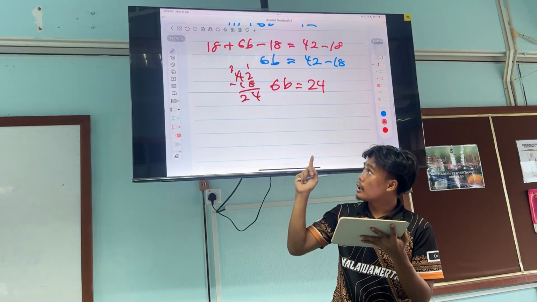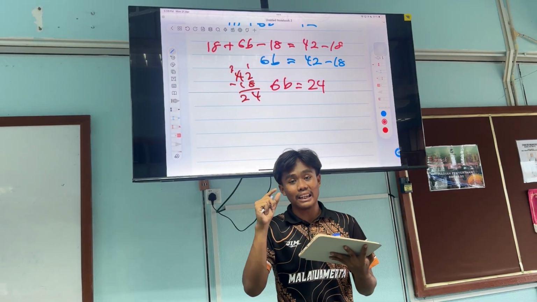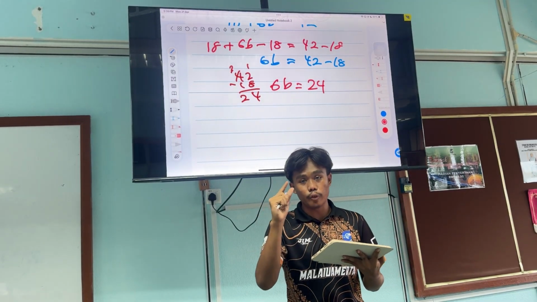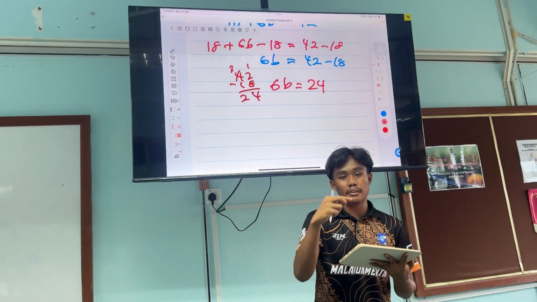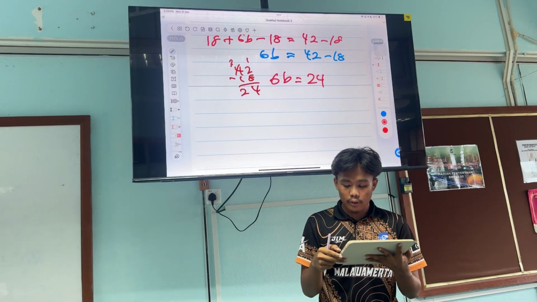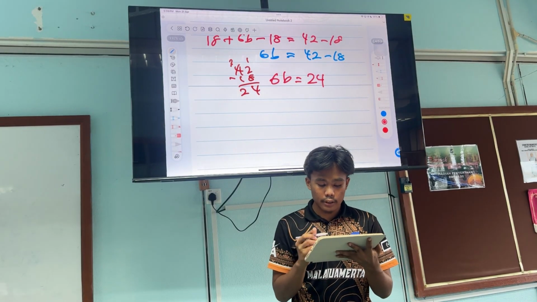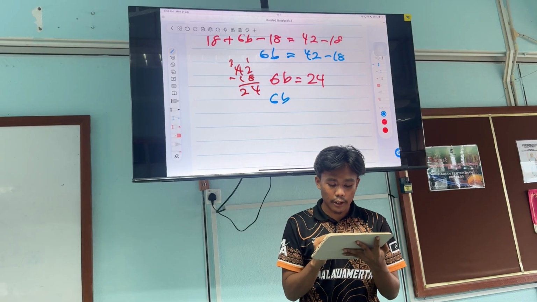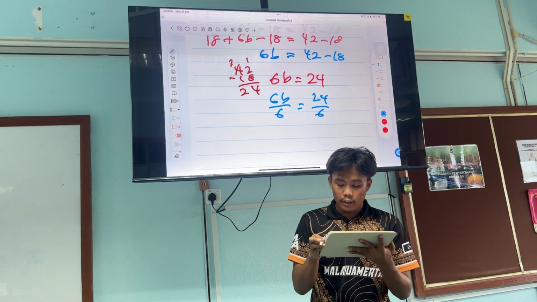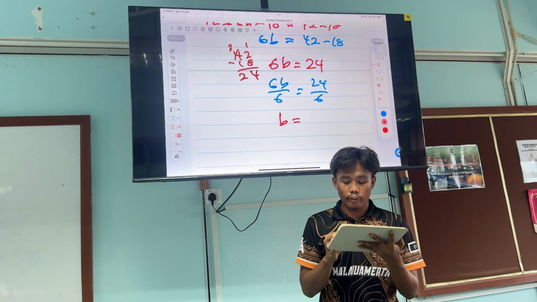Okay, now we want to find B. B is the length of the glass that is not fully covered, not like A. A is the full length of the glass. So we can divide both sides: 6B divided by 6 equals 24 divided by 6. So B equals 4.